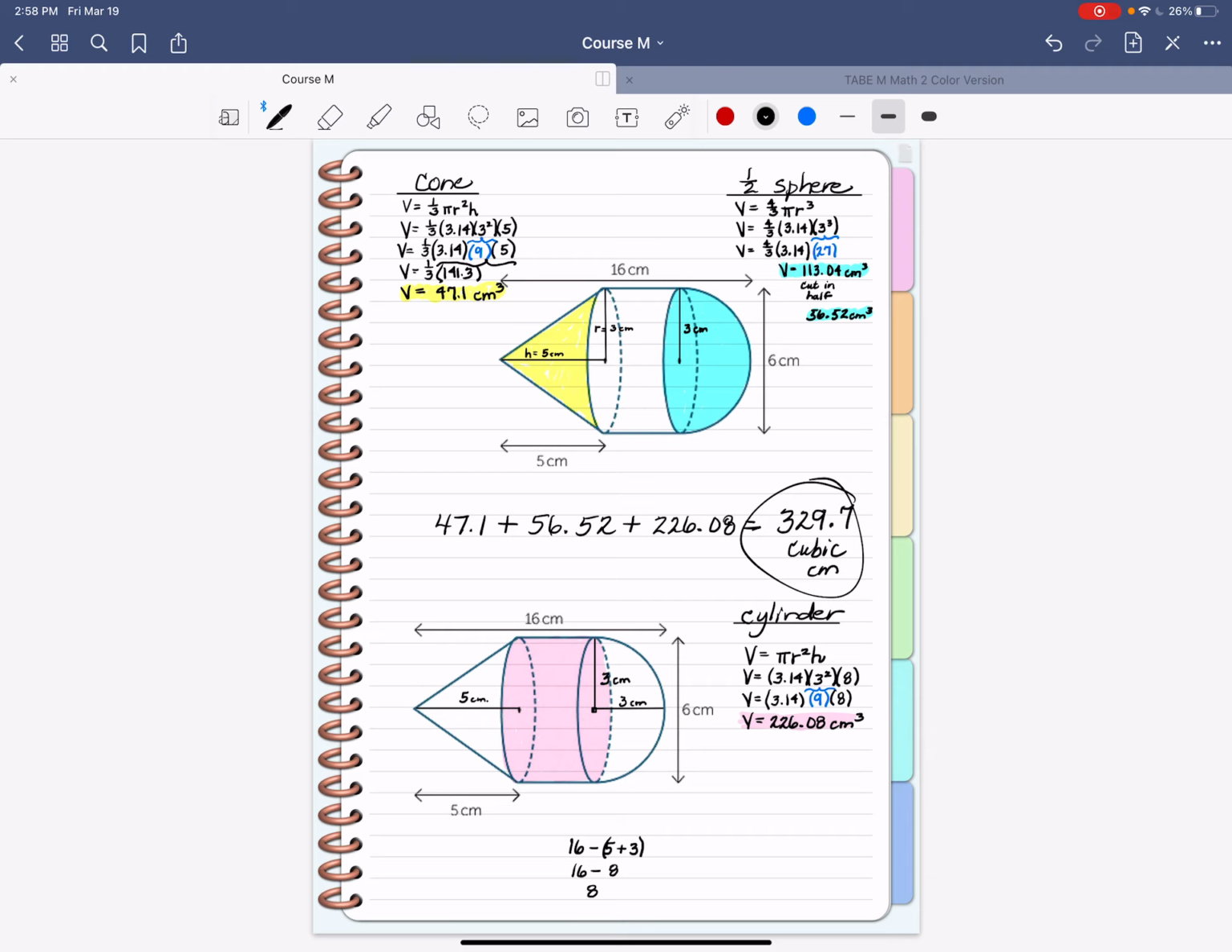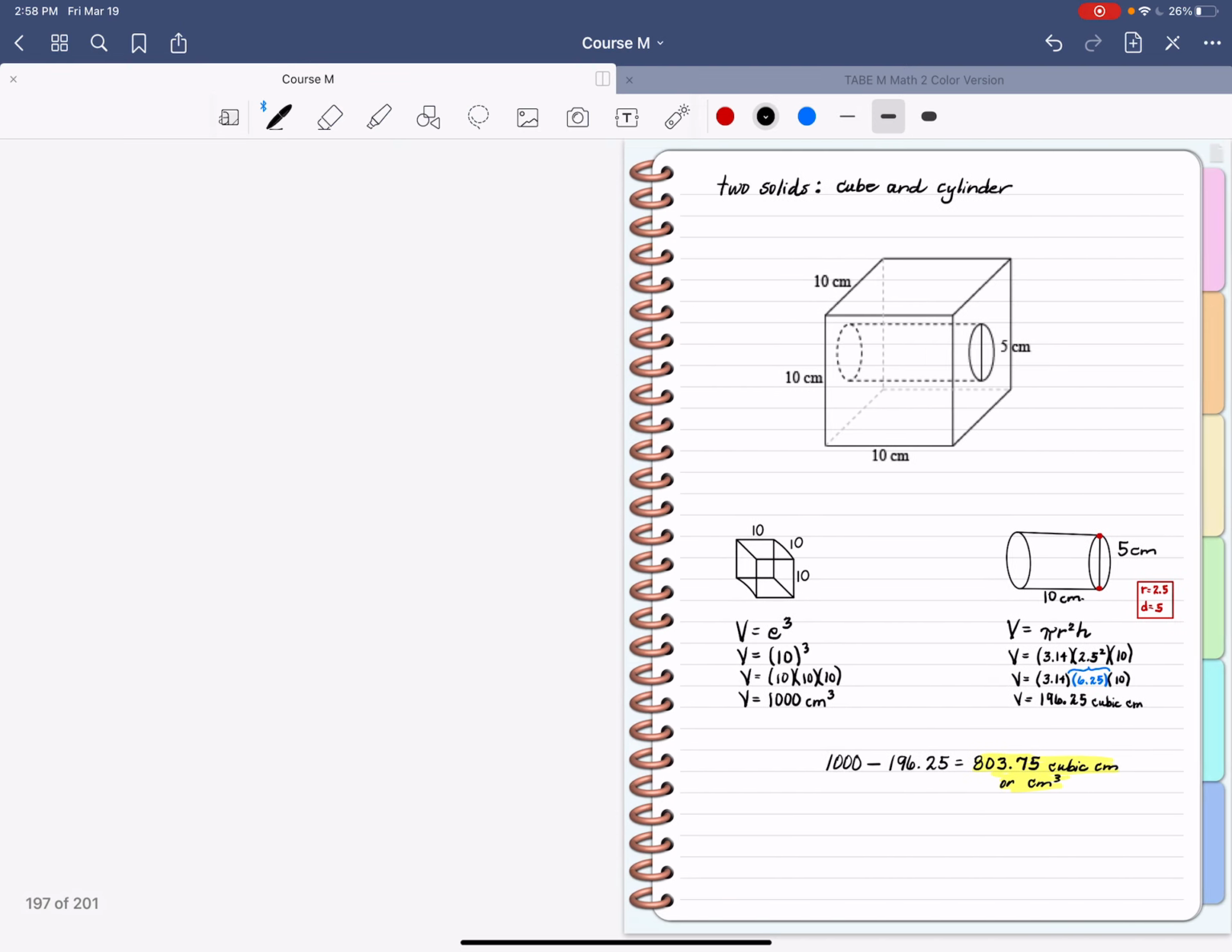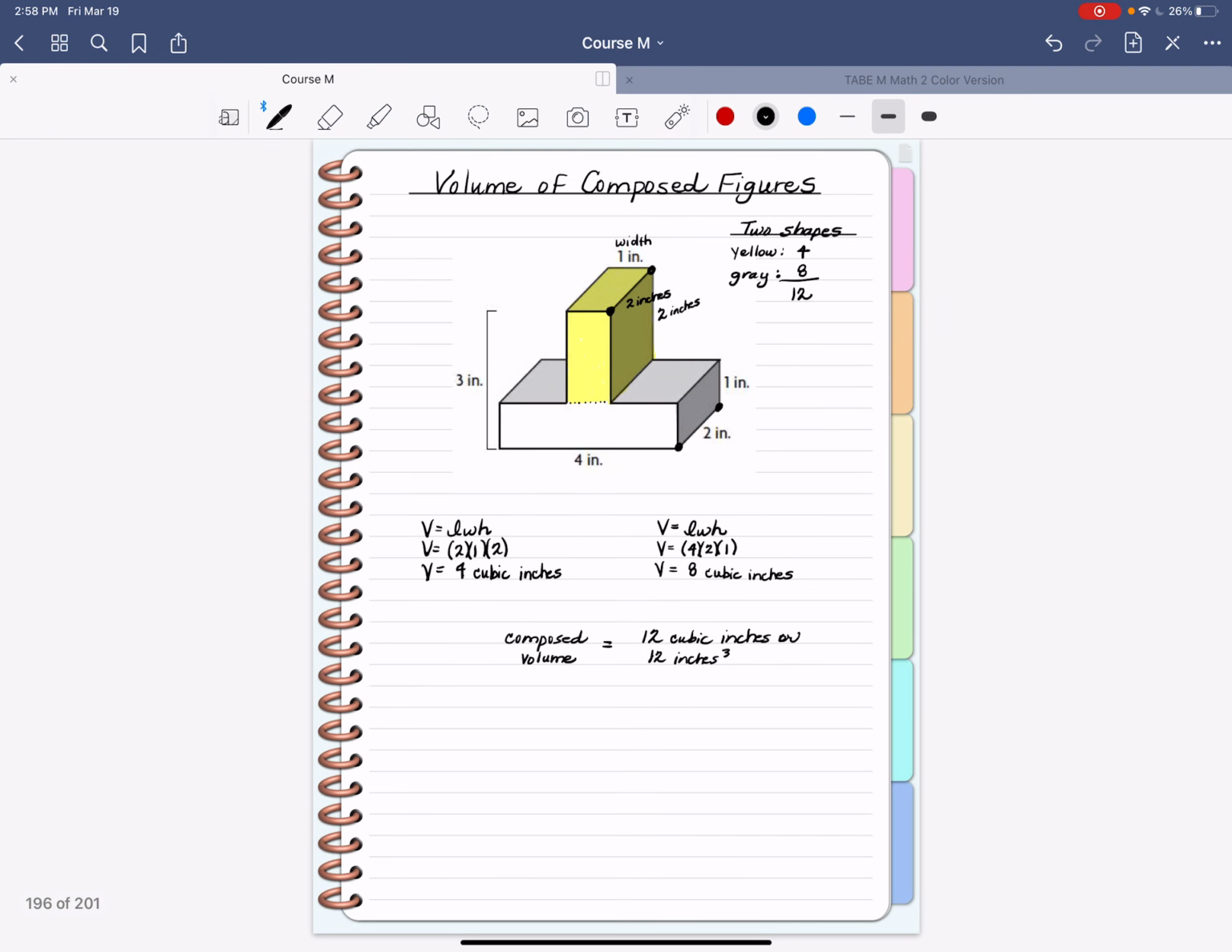They should not get any more complicated than this one. I would be very surprised to see this one on a test simply because it takes so long. But it's good to think through. On the college level, you may have those very complicated ones. But those are volumes of composed figures. And in the next video, we will practice with that a little bit more.